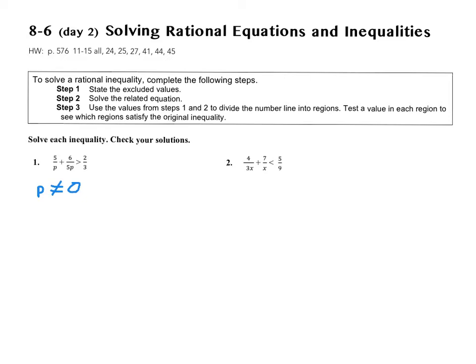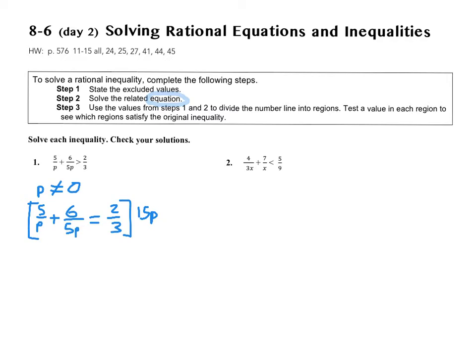we have to solve the related equation. Notice it says equation and not inequality. So you're going to pretend it's an equation and solve it. So I'm going to rewrite it as an equation. Okay, the LCD of that equation would be 15p. 15p is the smallest expression that all three denominators would go into.